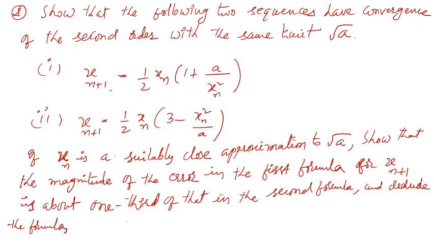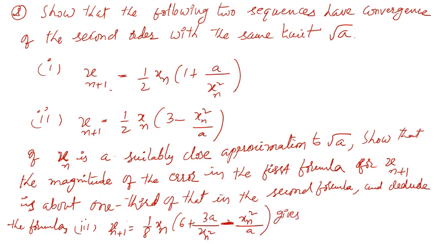the formula. Third one, x_{n+1} equal to 1 by 8 x_n times (6 plus 3a by x_n square minus x_n square by a) gives a sequence of third order convergence.